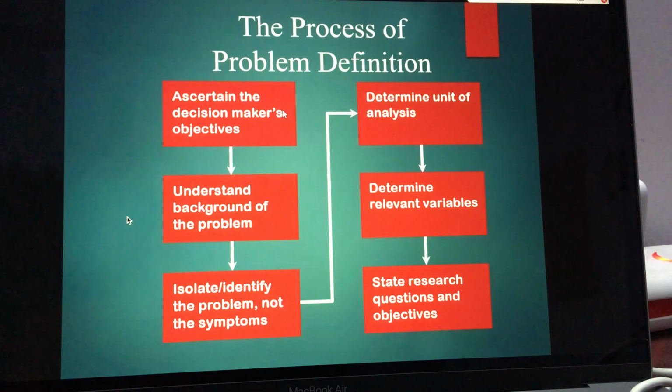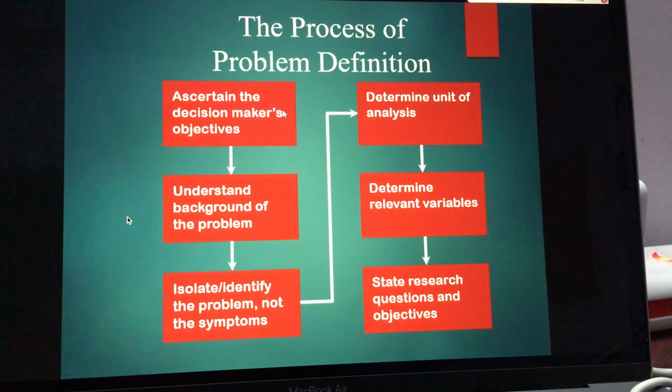The decision maker's objective is: should I go for an awareness building campaign or a preference building campaign? Here the relevant variables are the current level of awareness of that particular product. Another important variable could be the perception of customers about the competitive products.